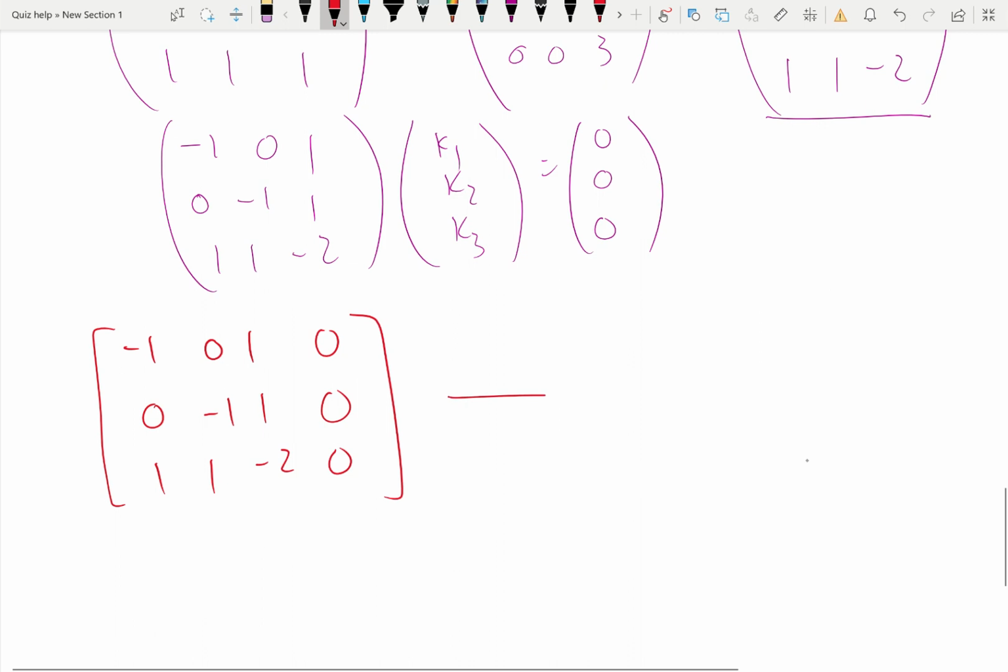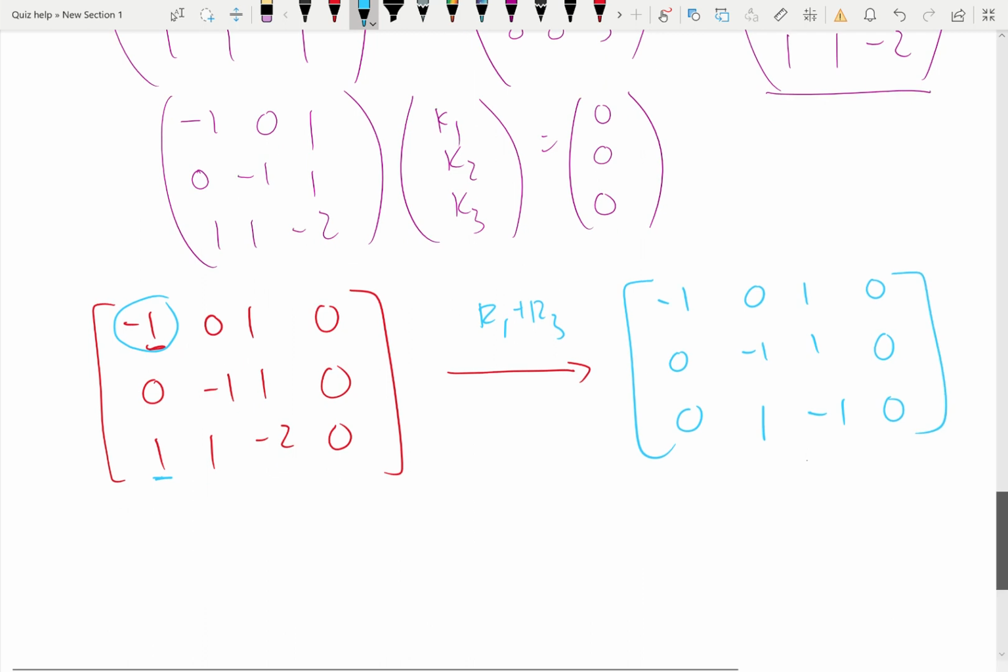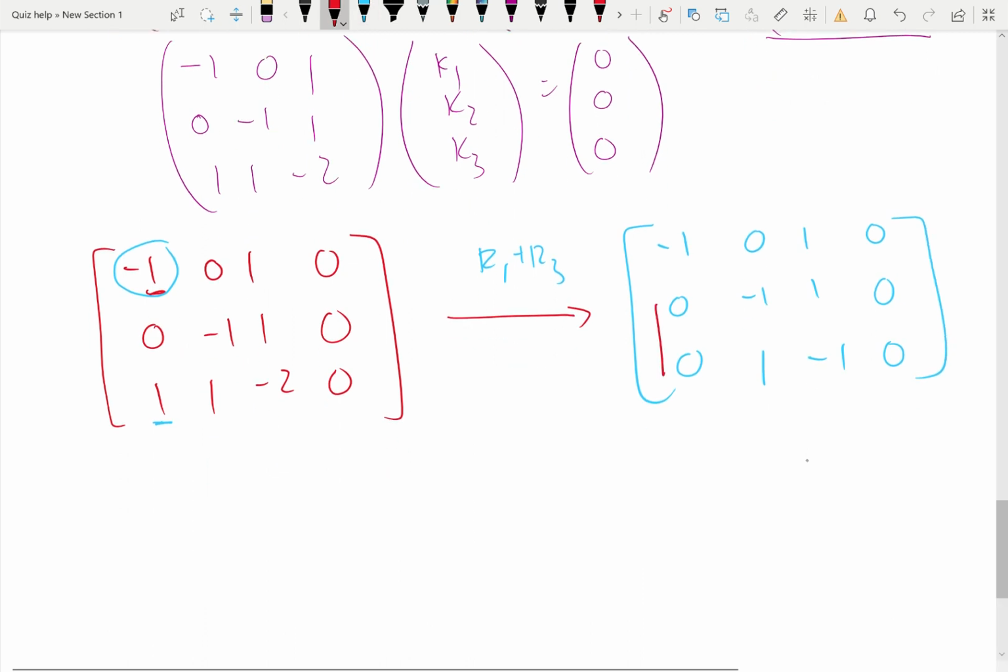Now what would you do? Well, here the pivot position is negative 1. We would like to have 1, but it doesn't matter. Negative 1 is fine. We can live with negative 1. So we want to make this 1 a 0, so let's add R1 plus R3. So we get negative 1, 0, 1, 0, then 0, negative 1, 1, 0. If you add here, this will be 0, here this will be 1, and 1 plus negative 2 is negative 1, 0. Now we move on to the second pivot position because these two are 0.